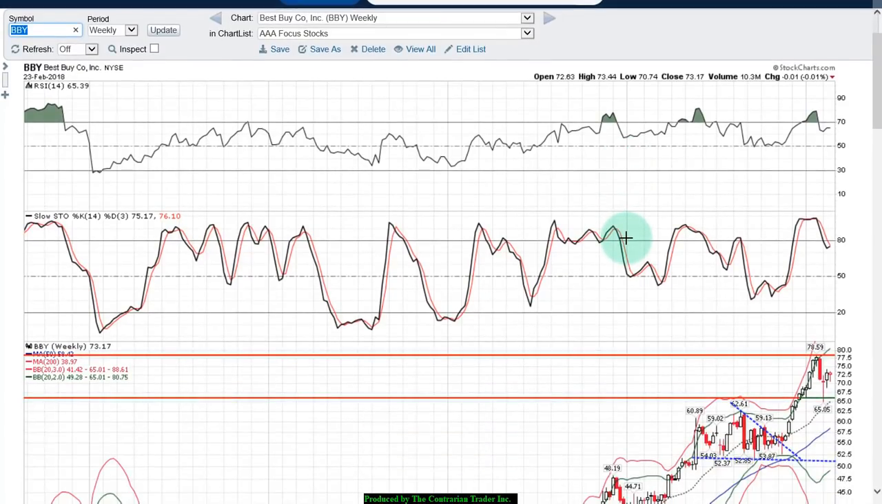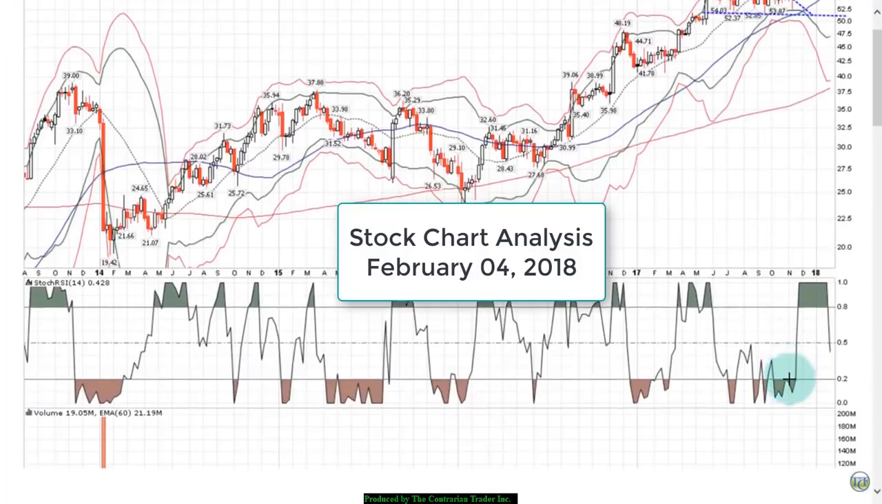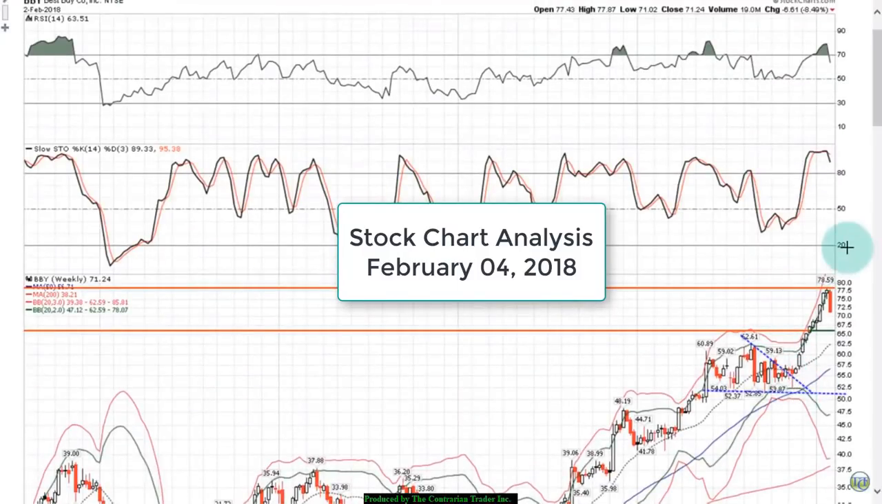First chart up is Best Buy. I went over Best Buy back on February the 4th, and here's what I had to say about Best Buy back then. The correction had just begun to take hold, and let's take a trip down memory lane. Now, I went very bullish on Best Buy. It was one of our picks back here in October, November. And then we broke out, and it was off to the races. So a great trade, but I think that trade is over for a while.